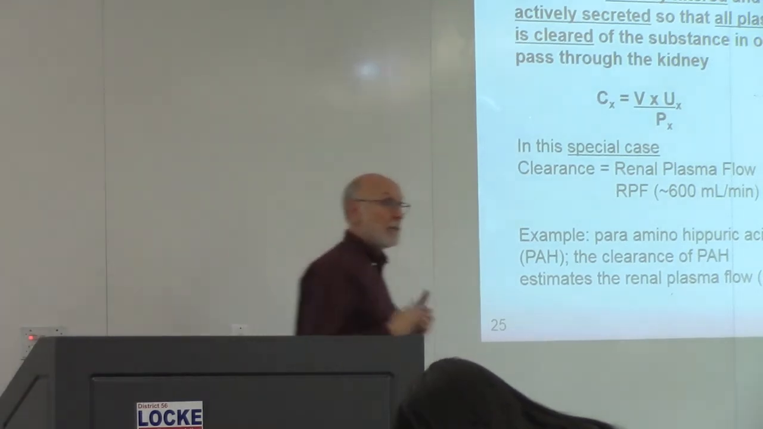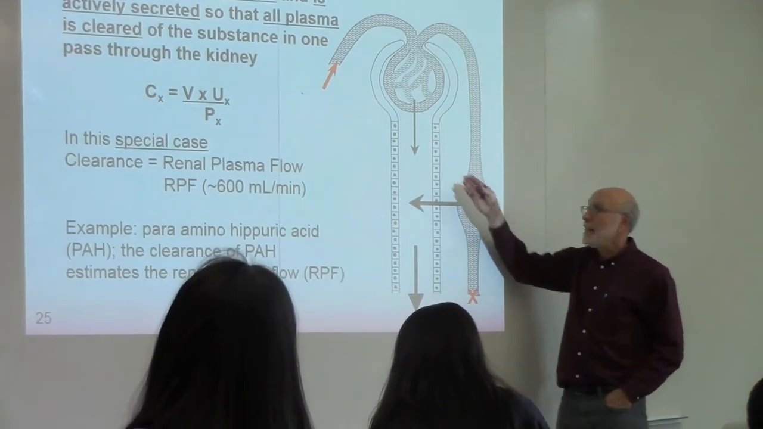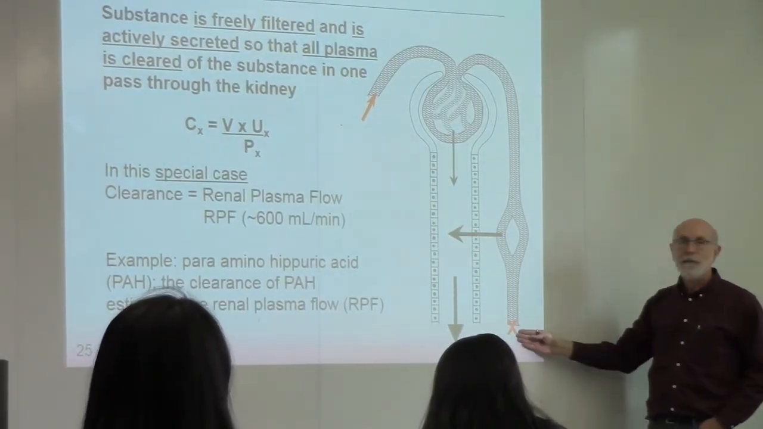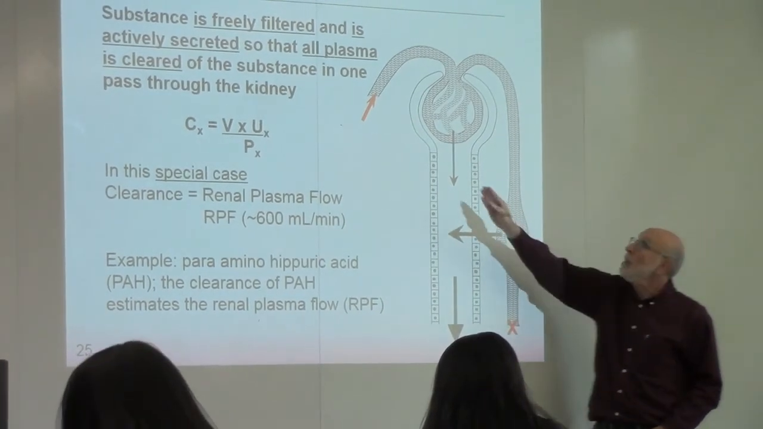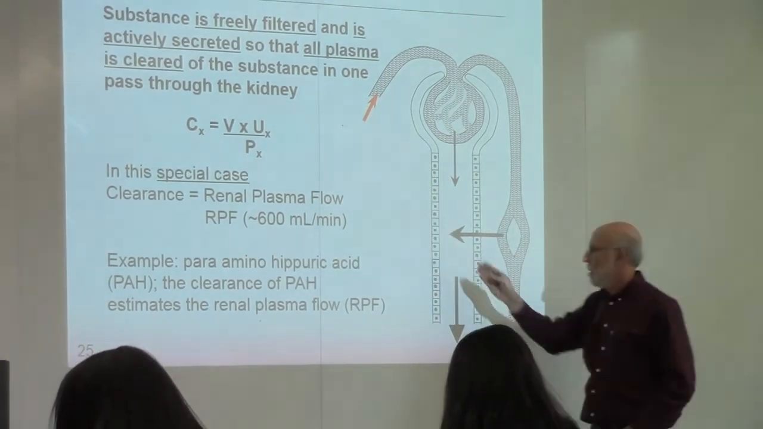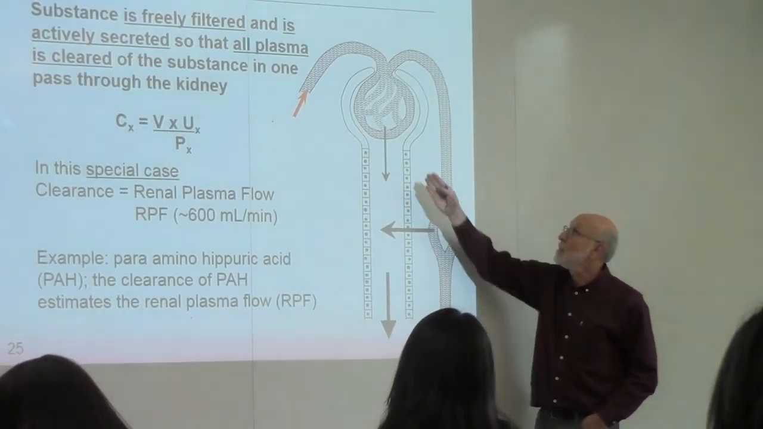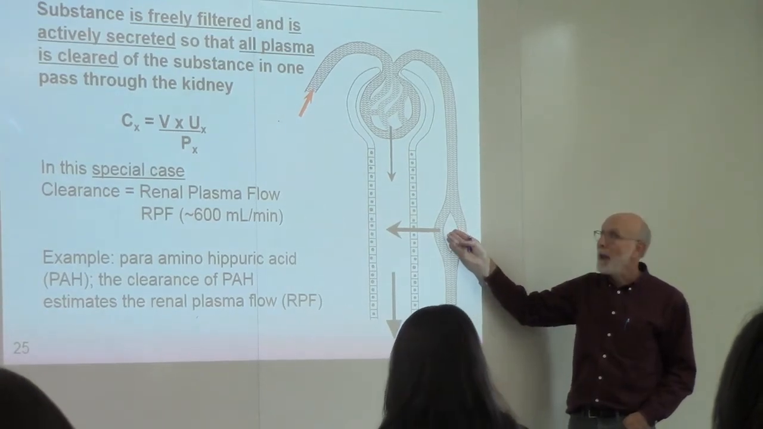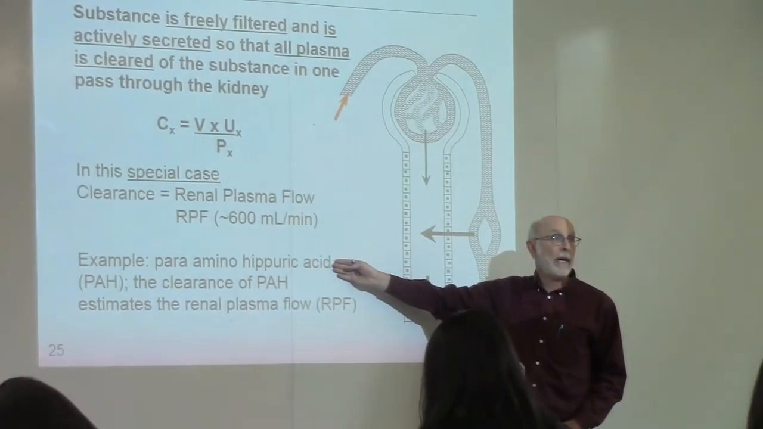So now let's take another special case. A substance is freely filtered and so robustly, so actively secreted that none of it exits the kidney. All of it that enters the blood, all of it that enters a kidney ends up in the urine. Because it was filtered and secreted. And there is a case, there are molecules that do this. Para-aminohippuric acid.